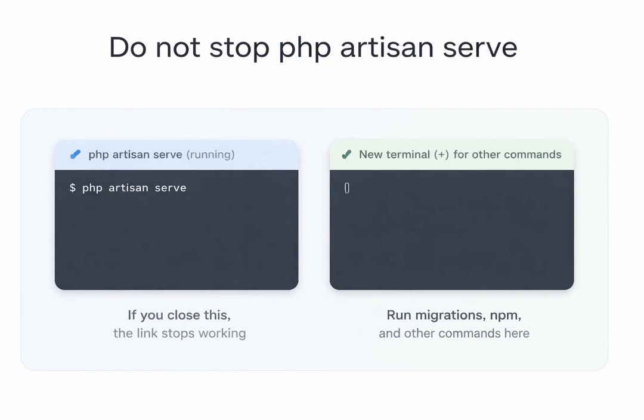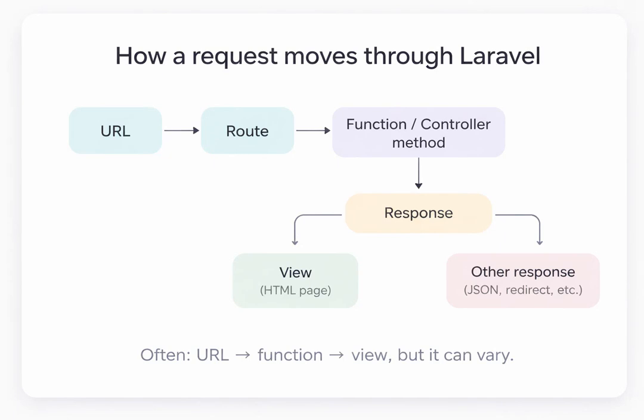Once php artisan serve is running, that terminal session is actively hosting the app. If it's stopped, the browser link stops working. So the habit is to keep that server terminal running and open a second terminal tab, using the plus button, whenever other commands need to be executed. At a high level, Laravel handles a request through a simple flow. A user hits a URL, Laravel matches it to a route, the route points to a function, often a controller method, and that function returns a response. Very commonly, the response is a view, meaning an HTML page, but it doesn't have to be. It could be JSON for an API, a redirect, or something else, depending on what the route is designed to do.